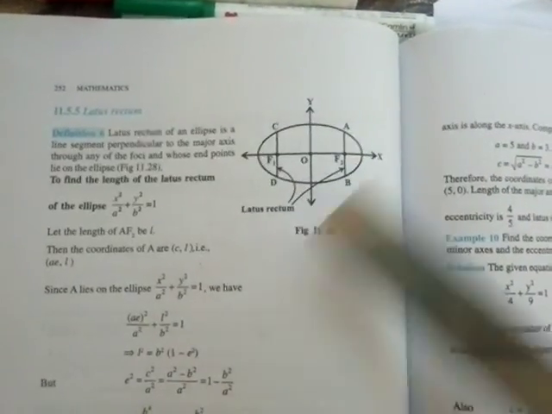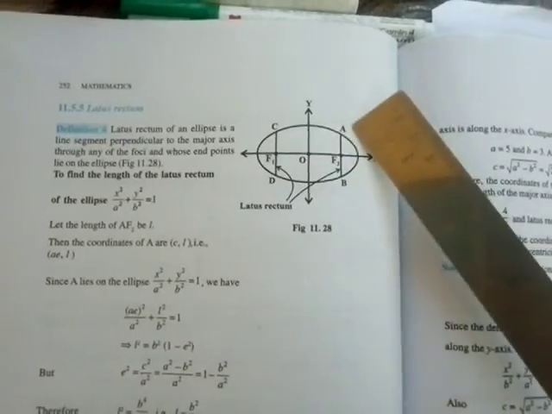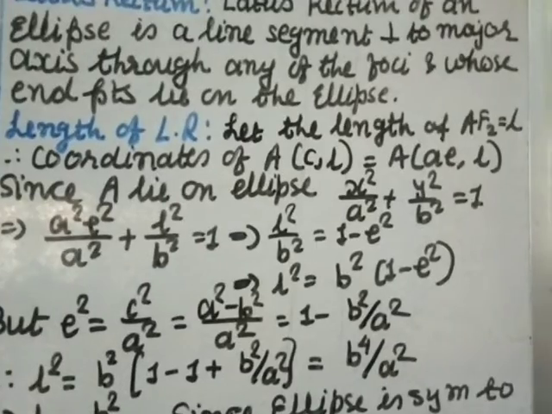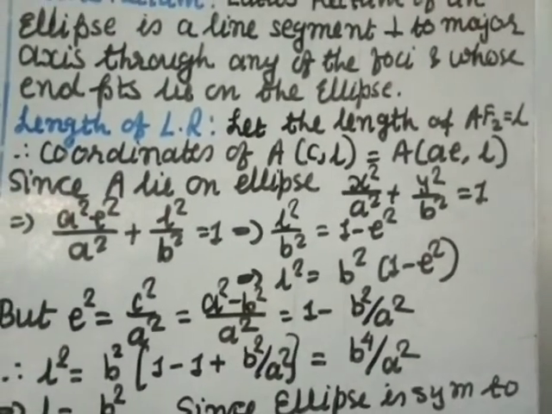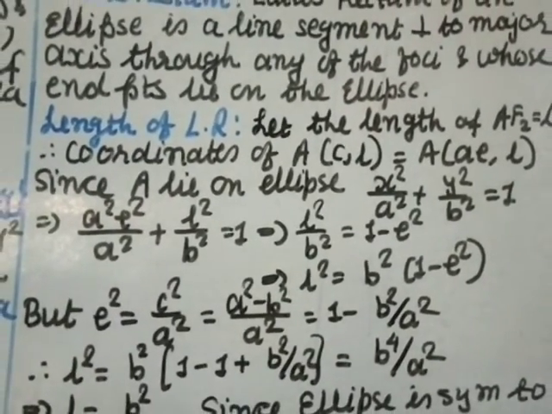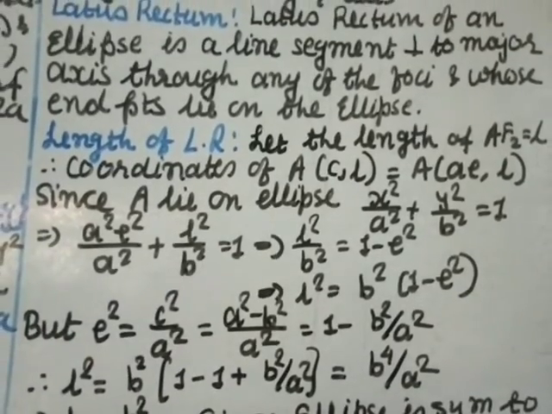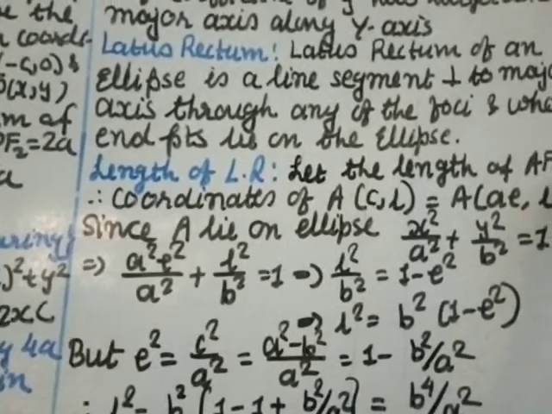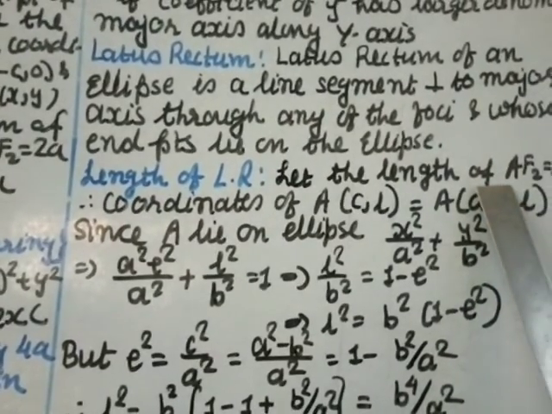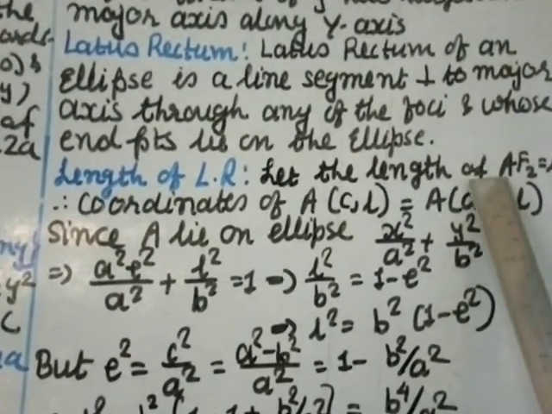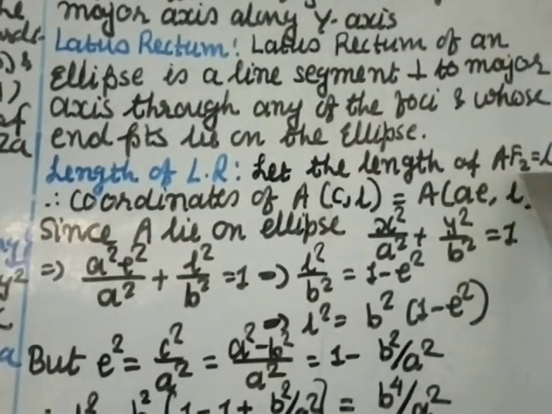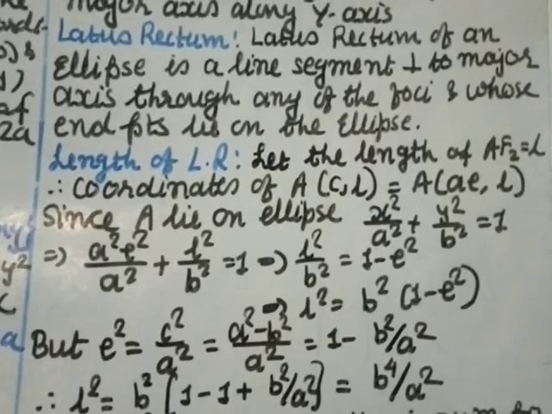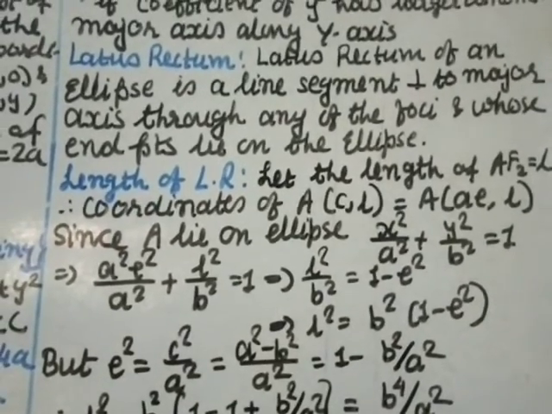Now suppose this point is A, then the coordinate of A will be (c, l). Sorry, we are taking not the length of the latus rectum but the half length of the latus rectum, which we consider as l, and when you double it you get the full length. So I am taking AF2 equal to l. A is a point on the ellipse and F2 is the focus, so AF2 is equal to l and the total length will be twice l. That will be the length of the latus rectum.